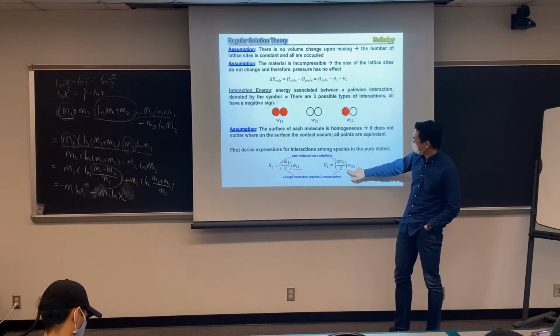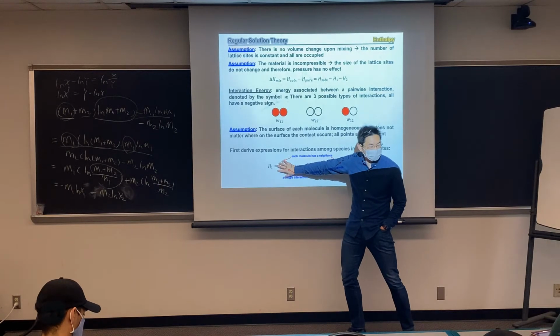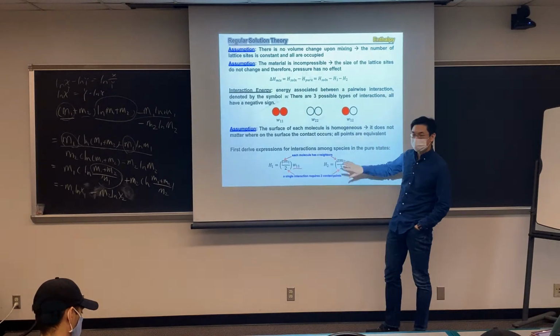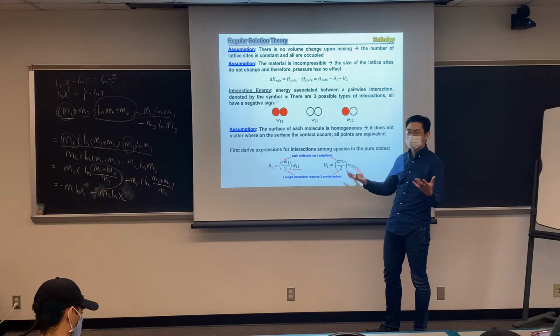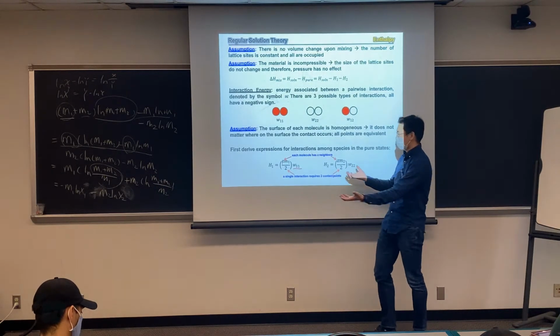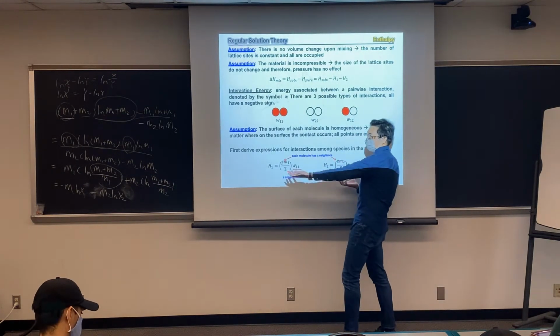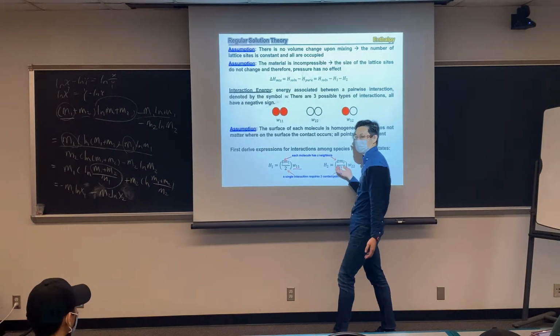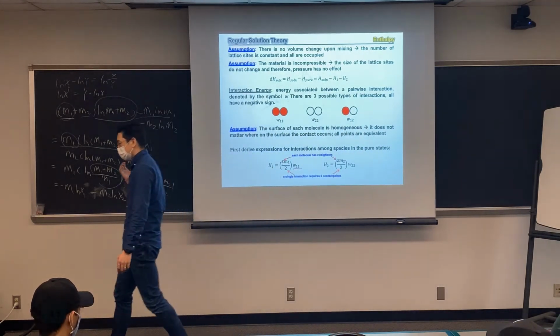Same for W11, which is all the toluene interaction. W22 is the hexane interaction. So before we mix, that's the enthalpy for my left-hand beaker and the enthalpy for my right-hand beaker. Okay, make sense?